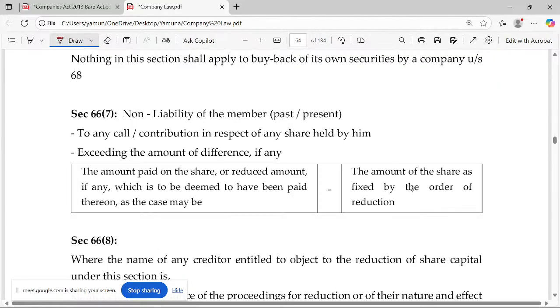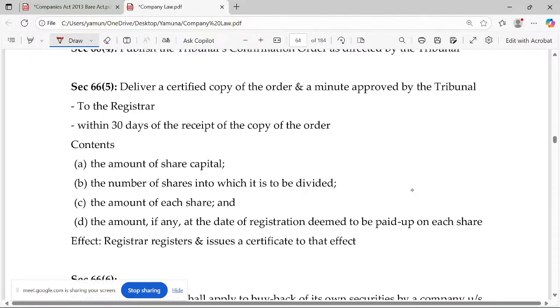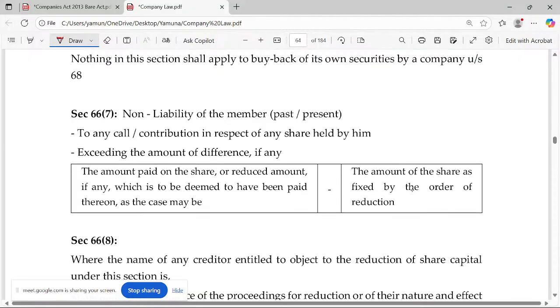Let me continue. So that's about the amount paid on the share or reduced amount which has been deemed to have been paid, minus the amount of the share fixed by the order of reduction. For this amount, the member is not liable.